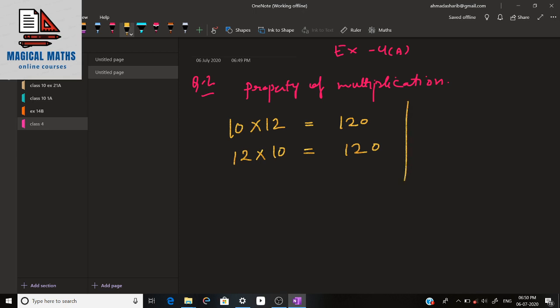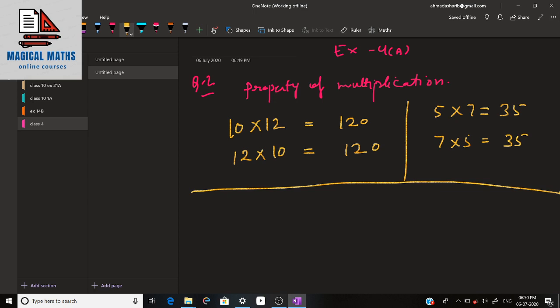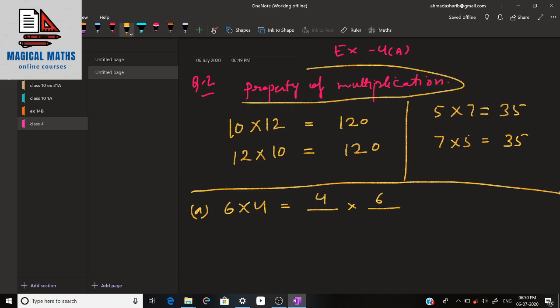Look at this one more time. Suppose I'm multiplying 5 by 7. So what will I get? 35. And if I multiply 7 by 5, what will I get? 35 again. So one thing is very clear: if we multiply a number by any other number, for example, in your A part, 6 into 4, what can we write in the blanks? 6 into 4 will be equal to 4 into 6. Only this property is called the property of multiplication. This is very, very simple.